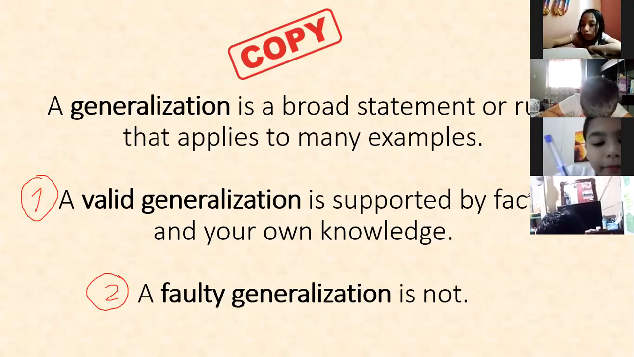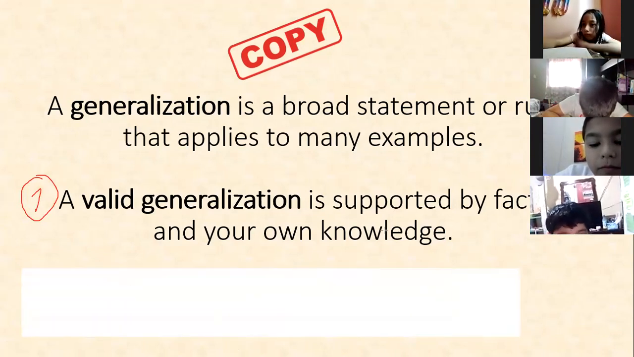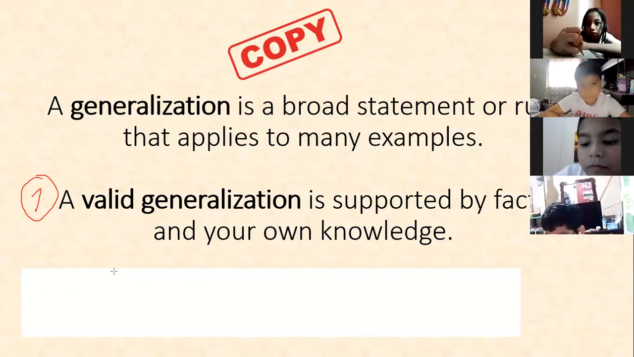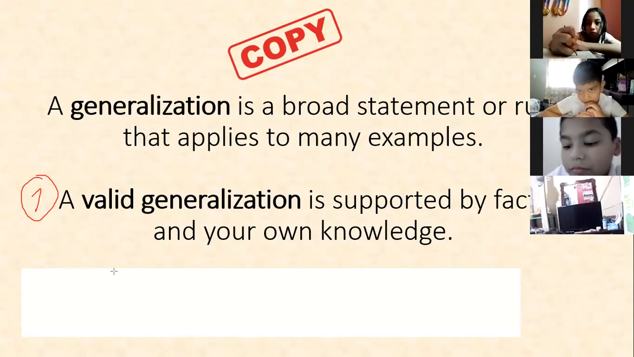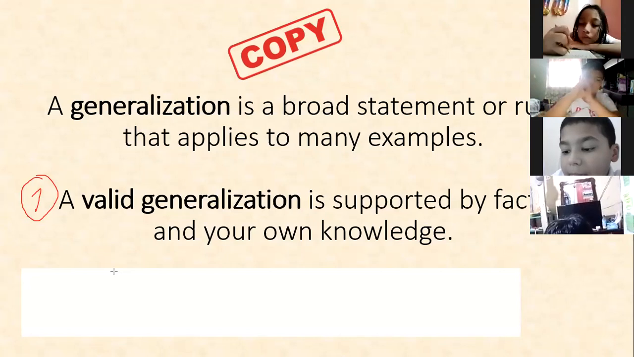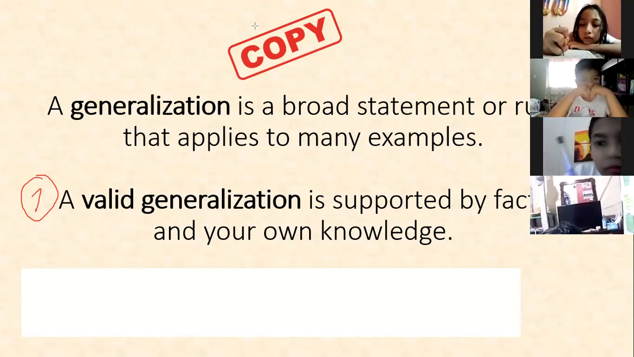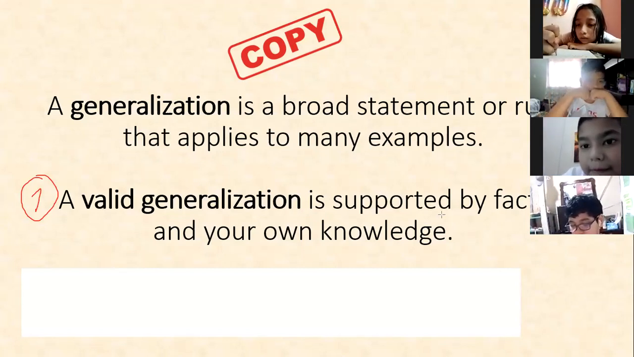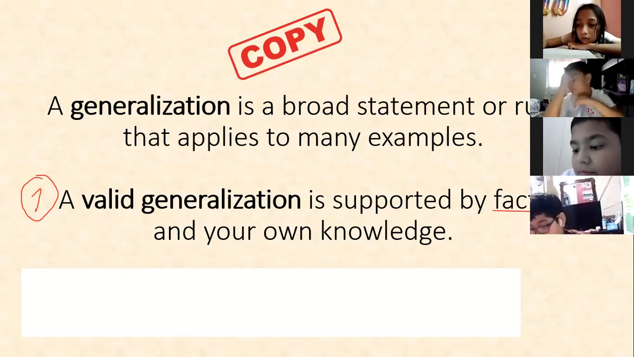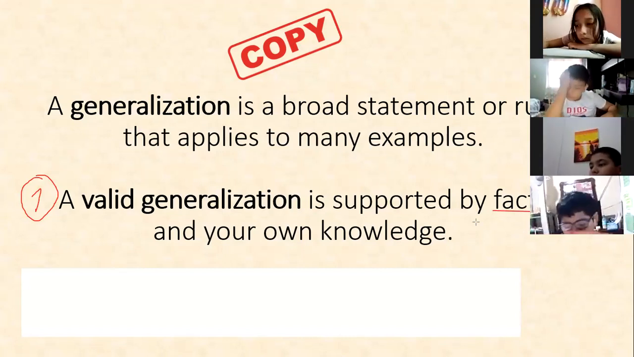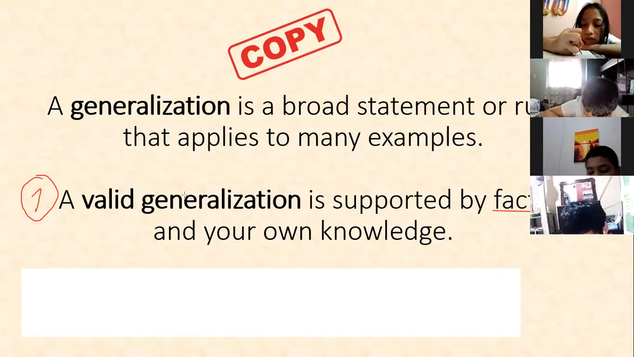Copy the first part up to there. And then you're going to copy the last part, because I need you to write some clue words that we use to write valid generalizations, or you can identify a generalization by the clue words. A valid generalization is supported by facts. Remember that facts are true information, information that can be proved, information that is real. And your own knowledge. That's a valid generalization.